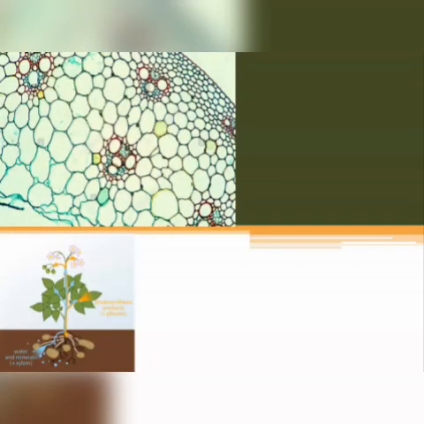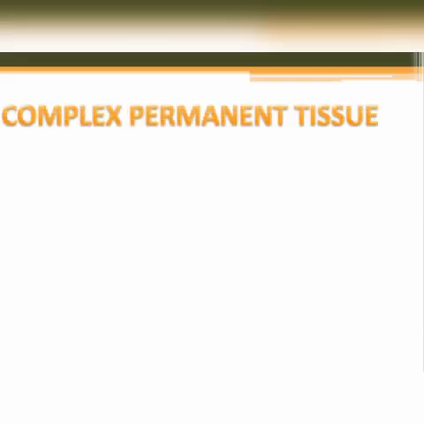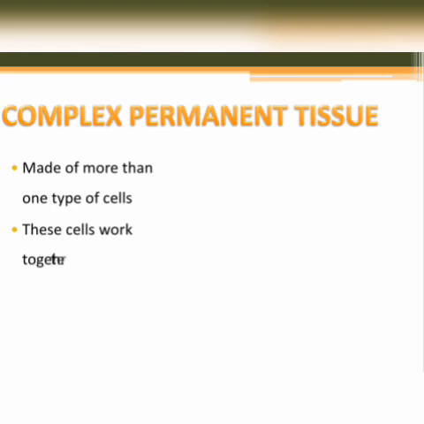Hello everyone. Today we will be discussing complex permanent tissue. To understand complex permanent tissue, let us see its characteristics. First of all, this type of permanent tissue is made up of more than one type of cells, and these cells work together to perform a particular function.